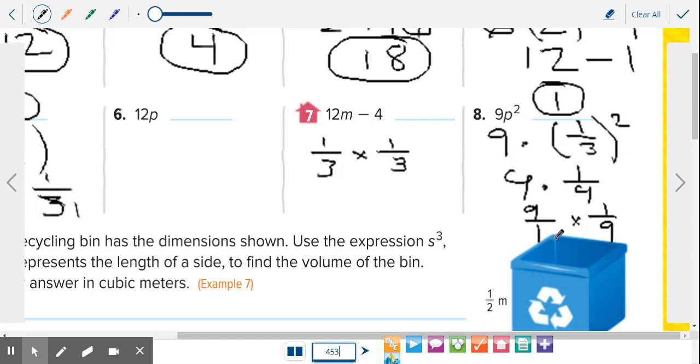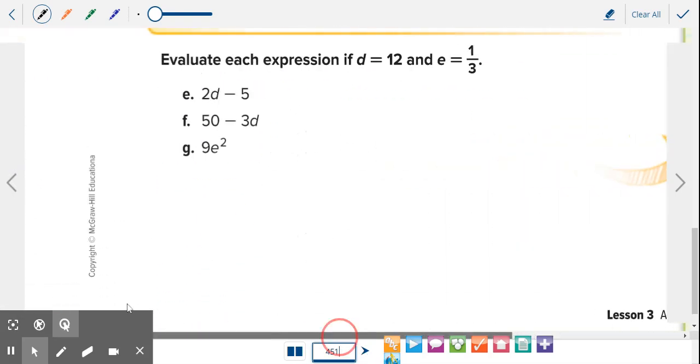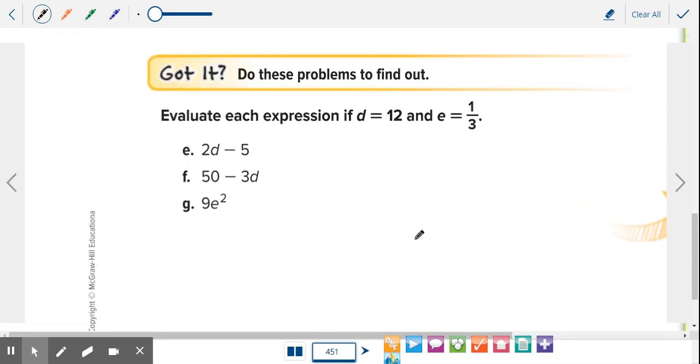Okay, that's all you got to do for these, guys. Replace it and then just add, subtract, multiply, or divide. Like I said, most of the time in these chapters, all we're doing now is just adding, subtracting, multiplying, dividing. Nothing crazy. So let's go back, page 451, and I want you guys to do EFG. So take your time, write them out.